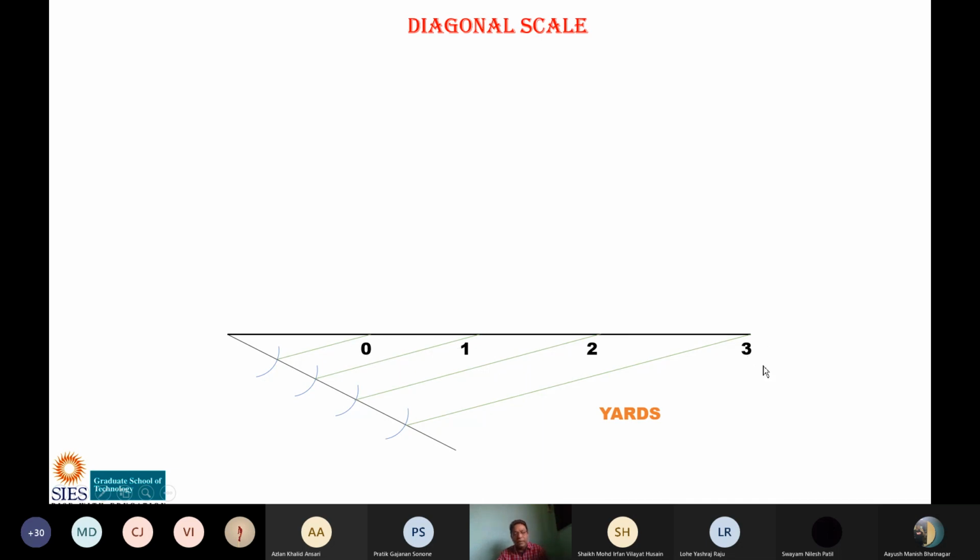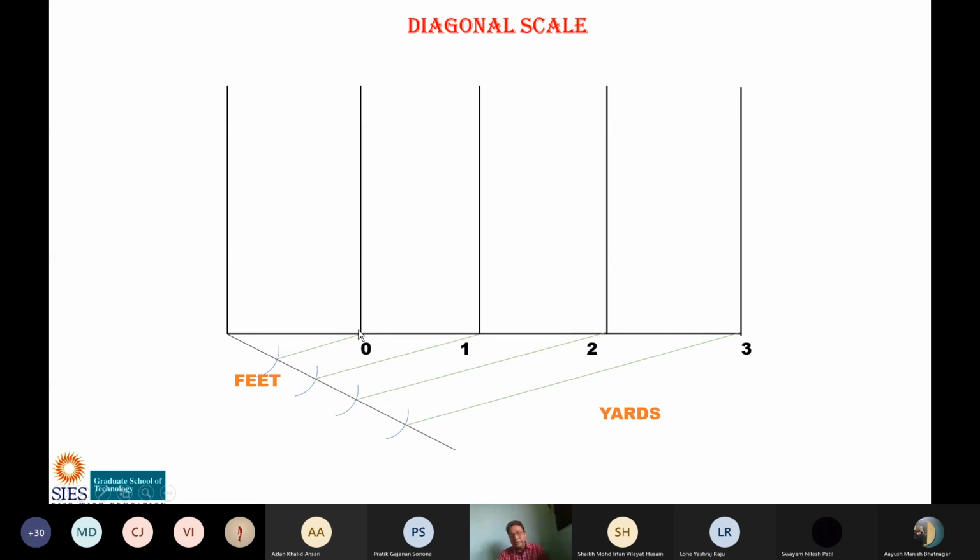It is numbered like this. This is 1 yard, this is the 2nd yard, 3rd yard, and 4th yard. Then this 1 yard is how many feet? 3 feet. So this has to be divided into how many parts? 3 parts now to show feet. How will we divide this into 3 parts? We'll draw a line here again. Draw a line, and that has to be divided into 3 parts.